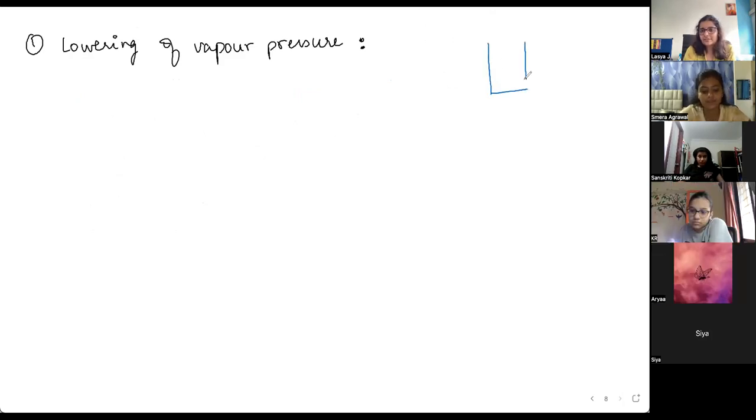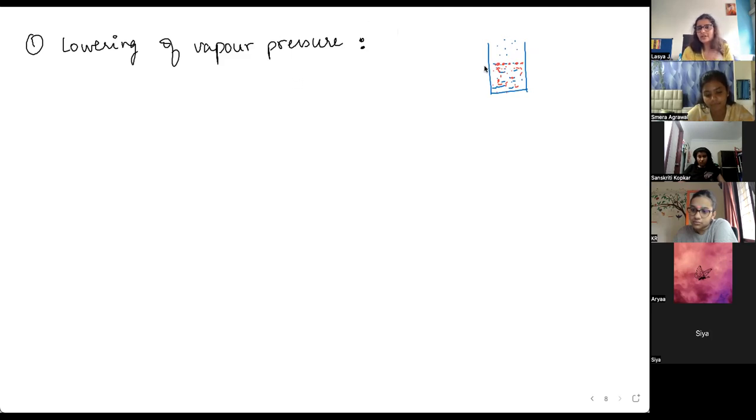If you have a liquid solvent, it will have a vapor pressure. Vapor pressure happens because liquid particles get into the vapor state, and that exerts pressure. Now, when we put a solute here, the solute occupies spaces between the solvent particles. Some of the solute is on the surface also, which means it blocks some of the solvent particles from getting into the vapor state. So that's why there is a lowering of vapor pressure.